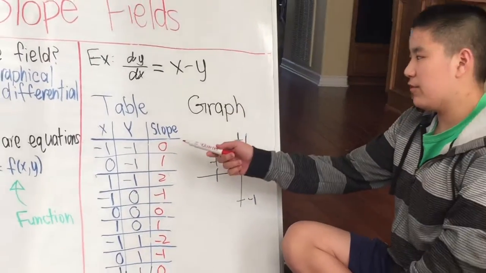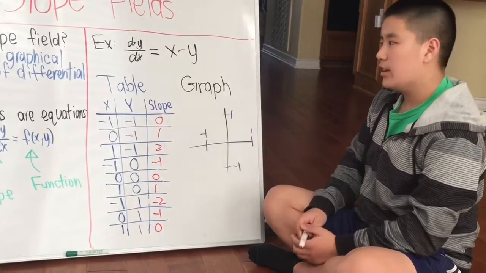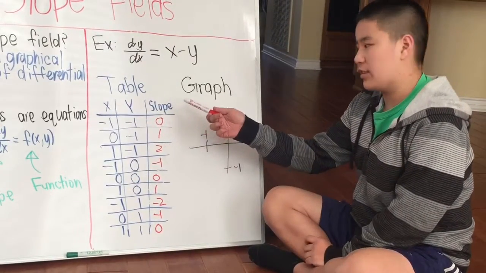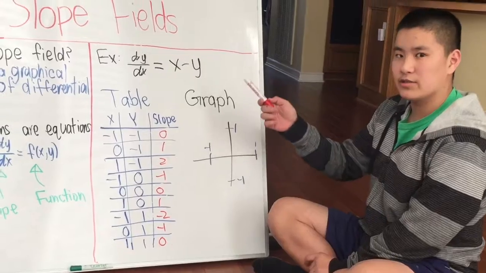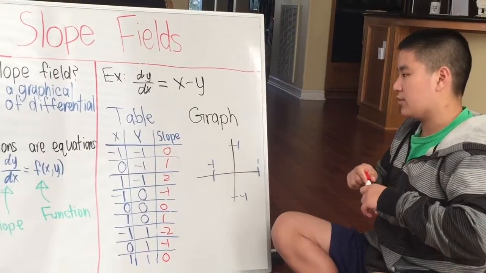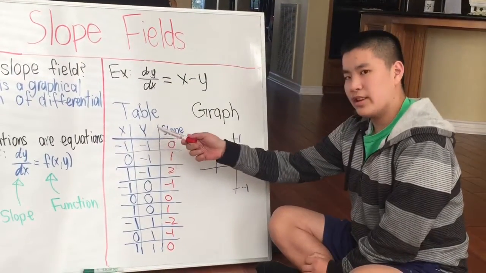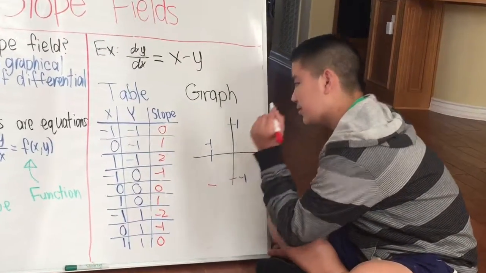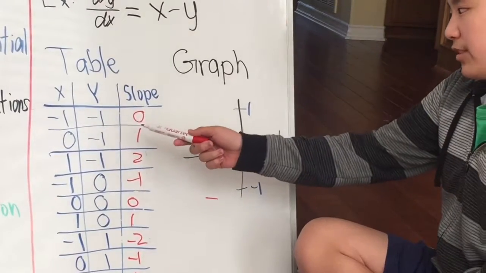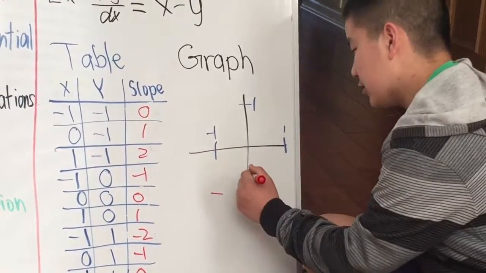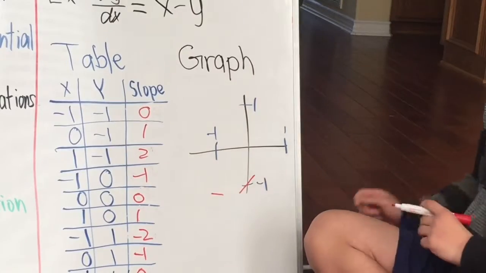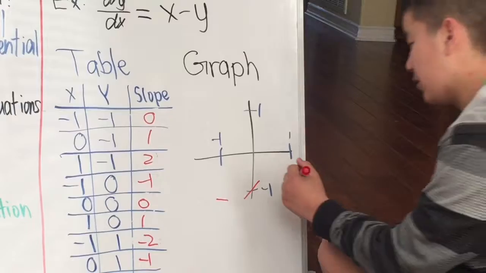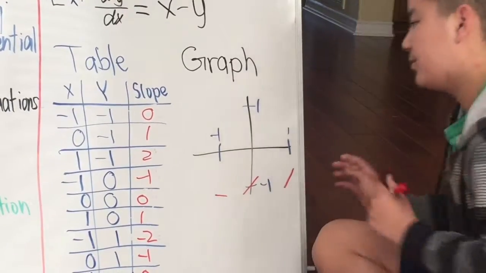Now that we have a table of values, we can graph our slope field. In order to graph the slope field, all we have to do is use the slope that we found in our table of values and then draw a little dash that represents the slope at that point. At the point -1, comma -1, the slope is equal to 0, so we just draw a horizontal line. At the point 0, comma -1, the slope is equal to 1, so we just draw a small line with a slope of 1. At the point 1, comma -1, the slope is equal to 2, so we draw a steeper line.